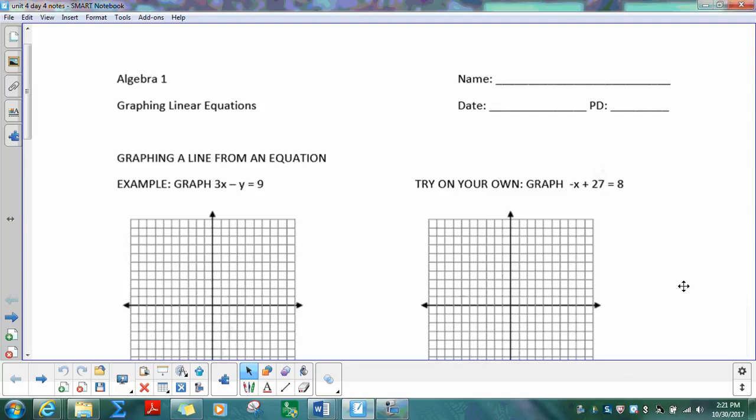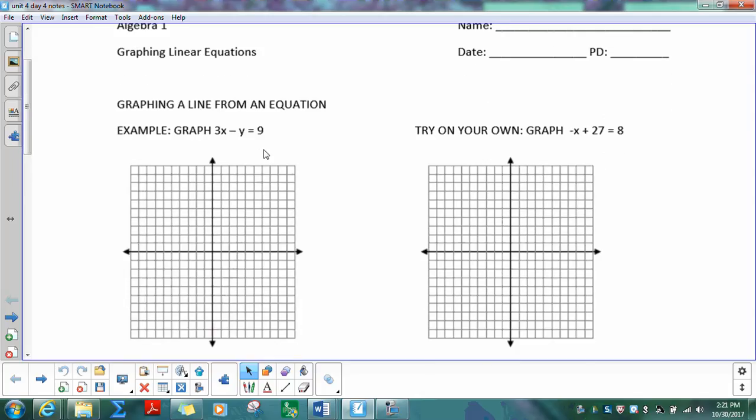Hello everybody, today we are going to talk about graphing linear equations. So we're just going to go ahead and talk about graphing. Basically, the first thing we're going to do is graph a line from an equation.